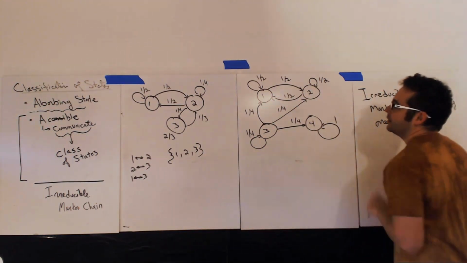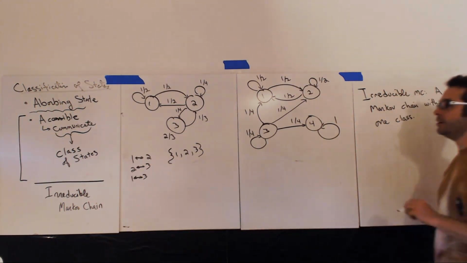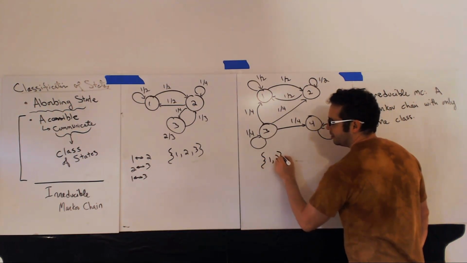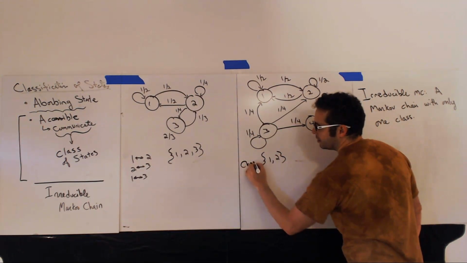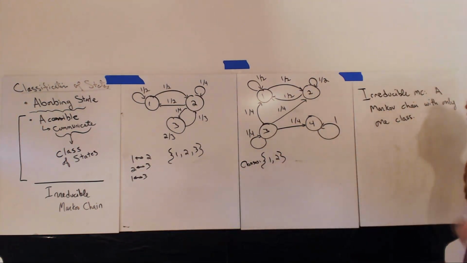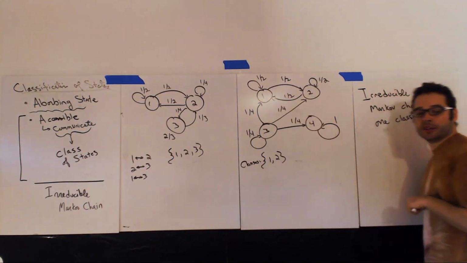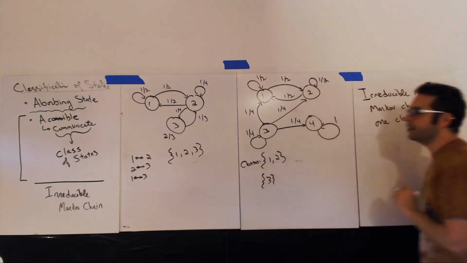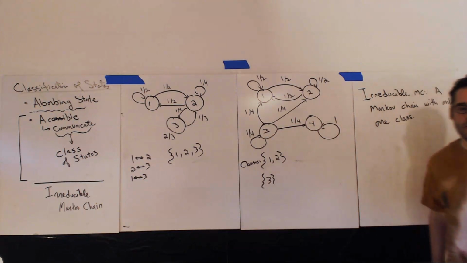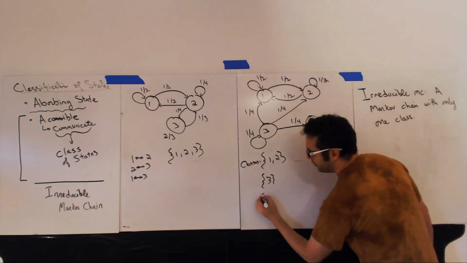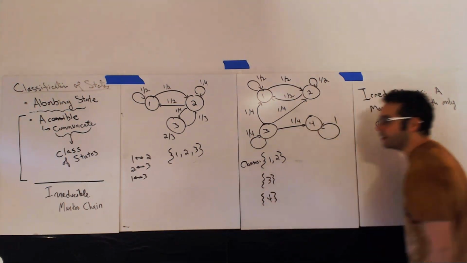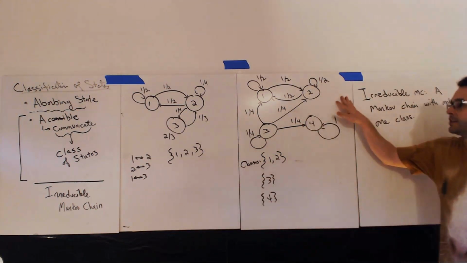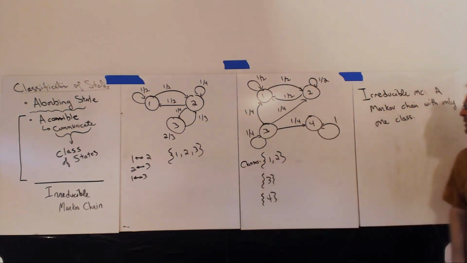Now let's compare that to this more complicated Markov chain over here. You might recall that we actually had 3 classes. The first class was 1 and 2, because they could communicate with each other. The next class included state 3 by itself, and the last class was just state 4.